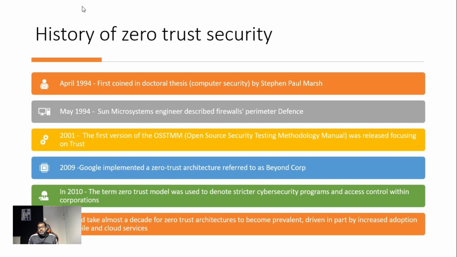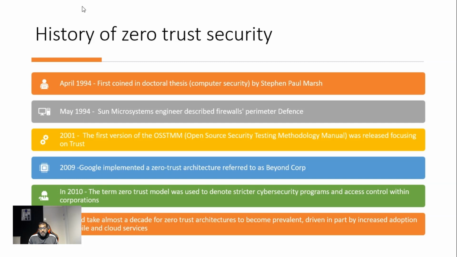So this is a small history of zero trust security. When we talk about zero trust security, it has existed from 1994, which is more than 2 decades ago. It was first coined in a doctoral thesis on computer security by Stephen Paul Marsh, and later in May 1994, Sun Microsystems engineers started describing a kind of security by describing the firewall's perimeter defense.